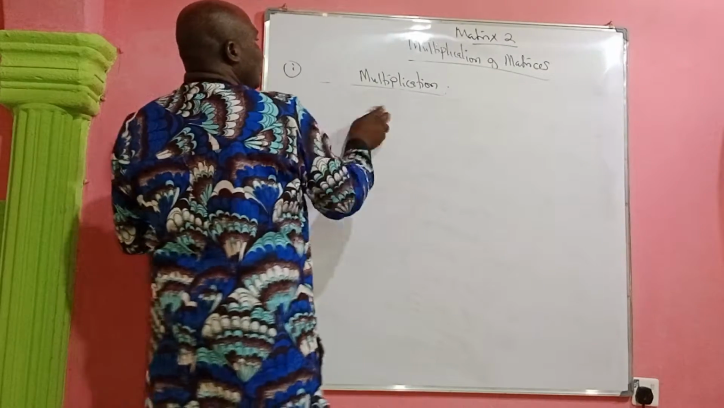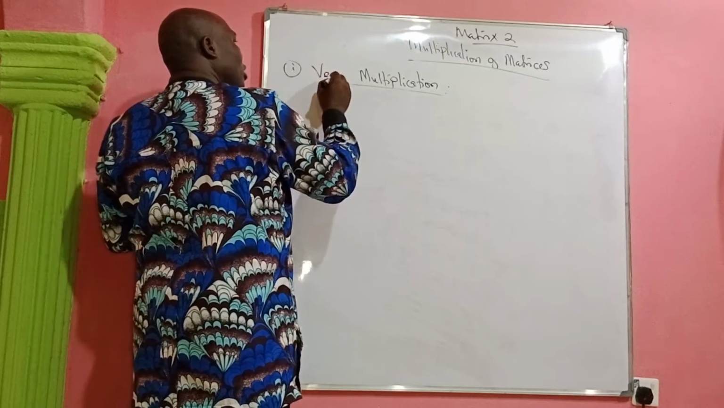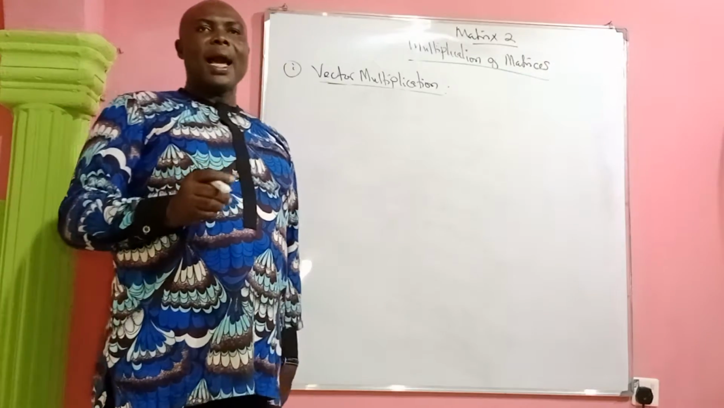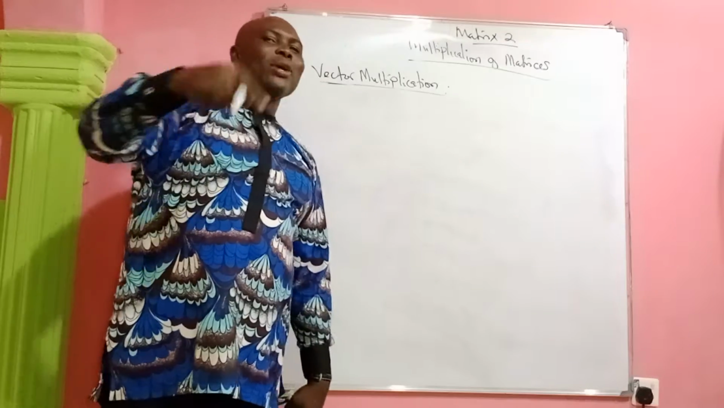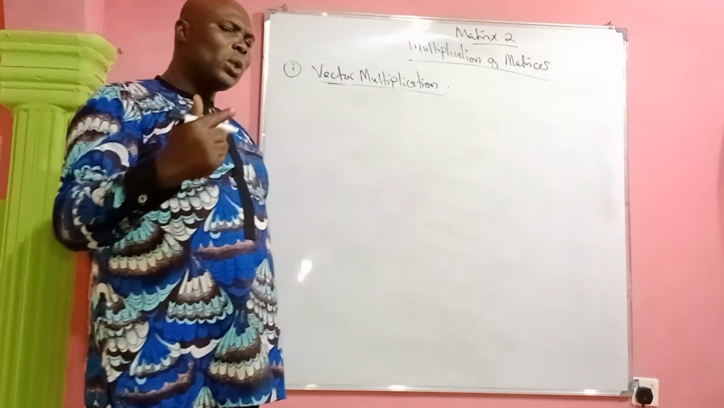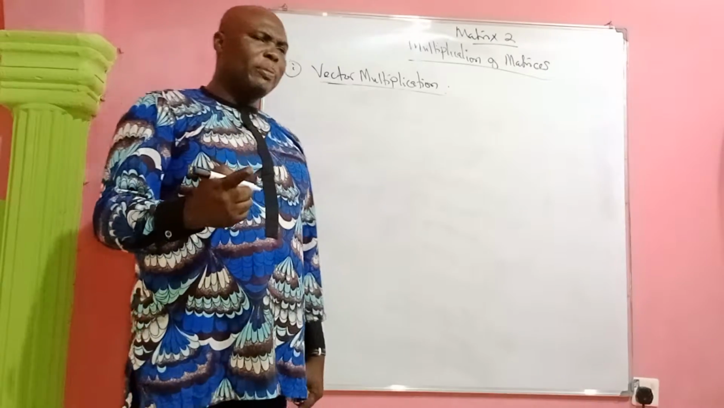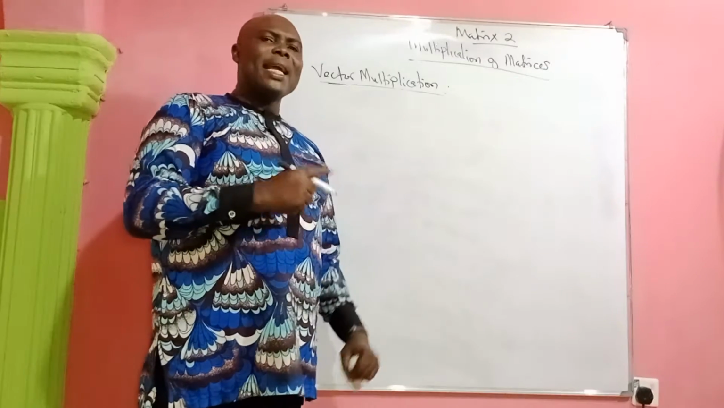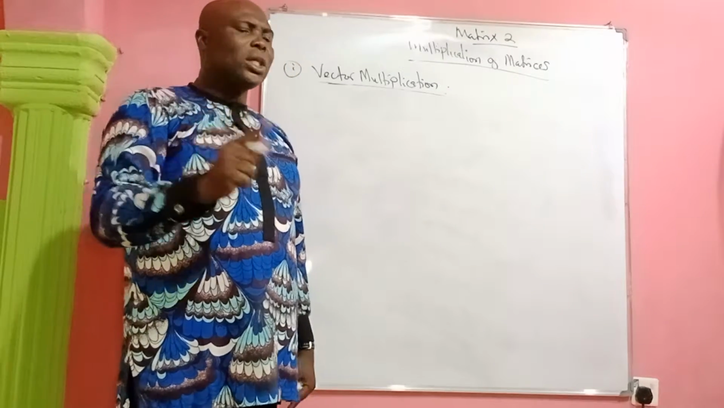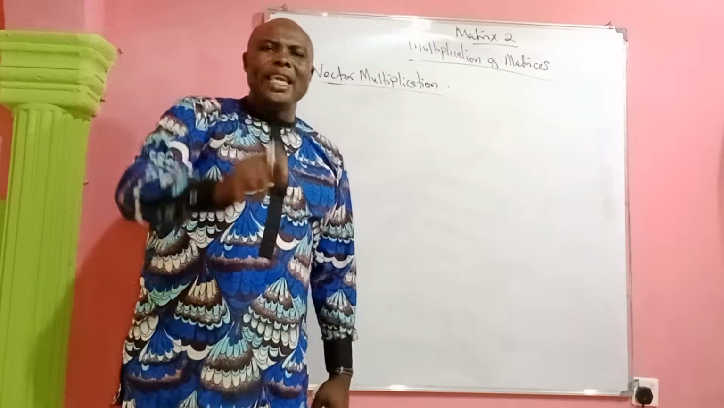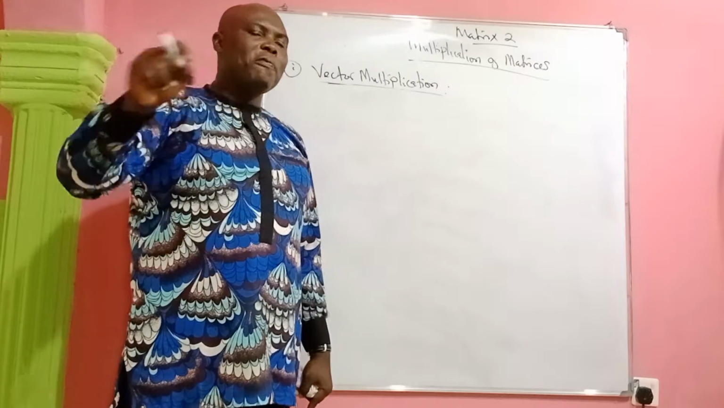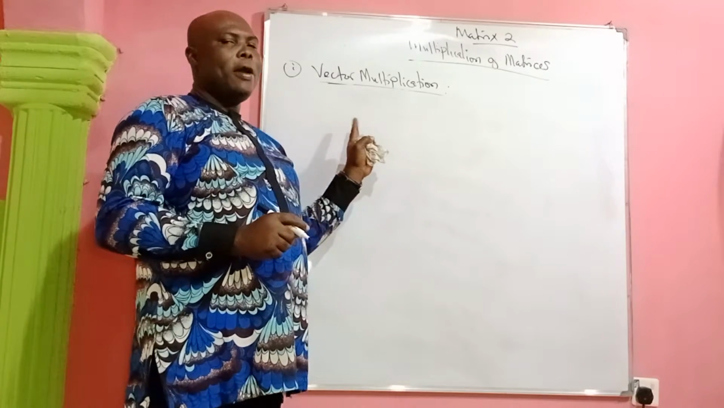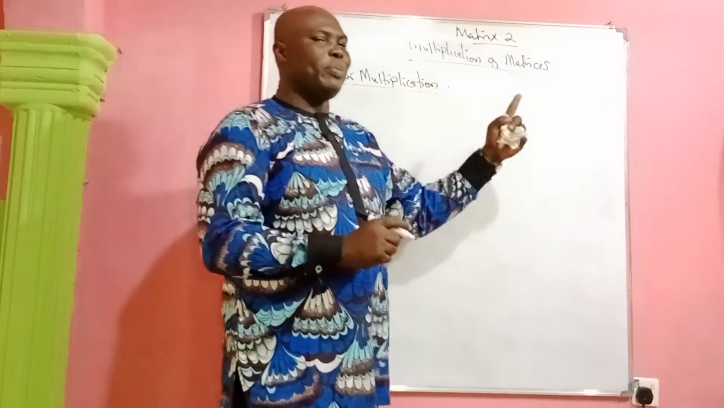Vector multiplication. So in the vector multiplication, we are supposed to multiply a given matrix by another matrix. Now, you have to understand that in vector multiplication, the only condition for you to multiply a matrix, say A, by another matrix, say B, is that the two matrices must be conformal. By conformality, we mean that the number of columns in matrix A must equal the number of rows in matrix B. Watch this out.